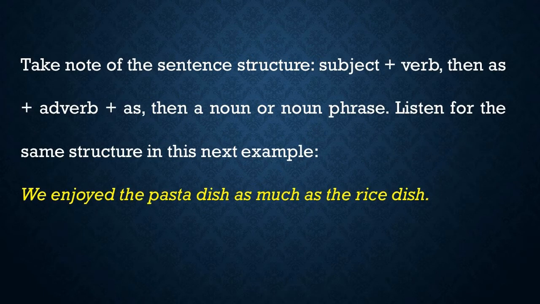Take note of the sentence structure: subject plus verb, then as plus adverb plus as, then a noun or noun phrase. Listen for the same structure in this next example. We enjoyed the pasta dish as much as the rice dish.